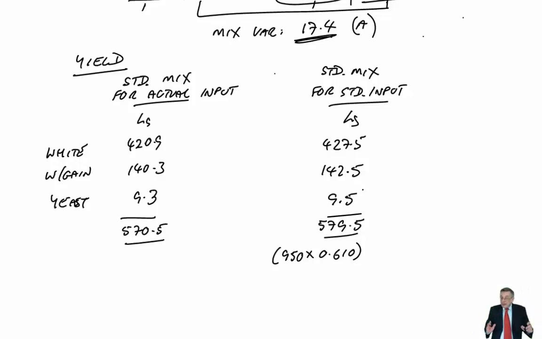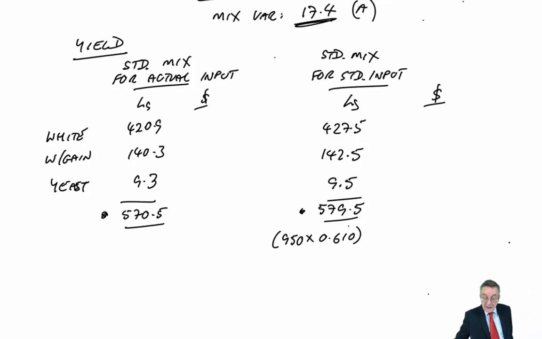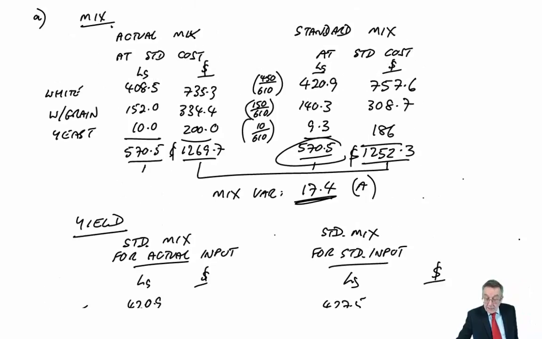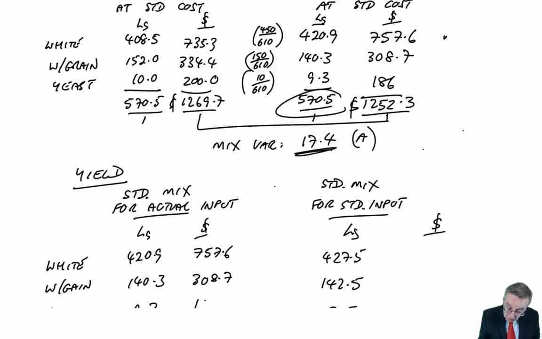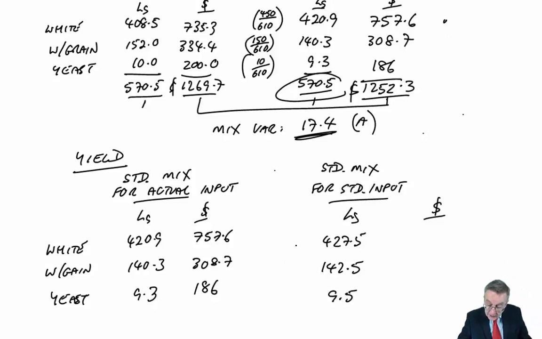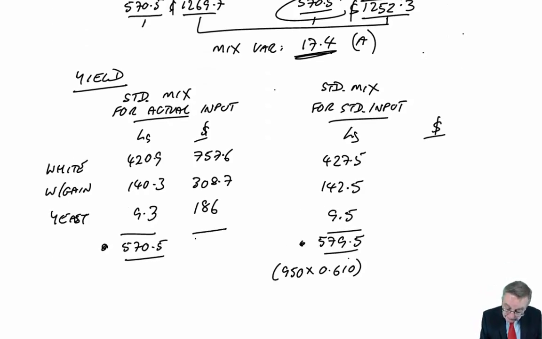And so we'll get a standard mix, but we're comparing how much we put in of everything as against what we should have put in. We cost it out at standard cost. So that's a bit of arithmetic. Standard mix for actual input we've already done, so I may as well just copy the figures. We did it here. So at standard cost, 757.6, 308.7, 186, a total of 1252.3.